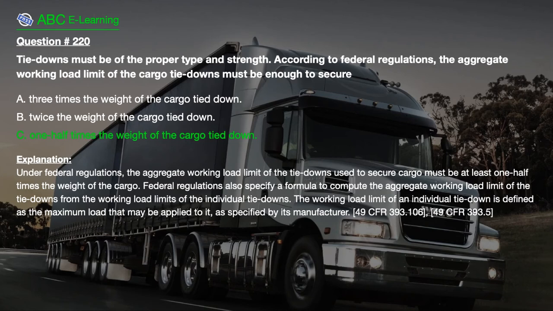The correct answer is here. C. 1/2 times the weight of the cargo tied down. Explanation. Under federal regulations, the aggregate working load limit of the tie downs used to secure cargo must be at least 1/2 times the weight of the cargo. Federal regulations also specify a formula to compute the aggregate working load limit of the tie downs from the working load limits of the individual tie downs. The working load limit of an individual tie down is defined as the maximum load that may be applied to it, as specified by its manufacturer.